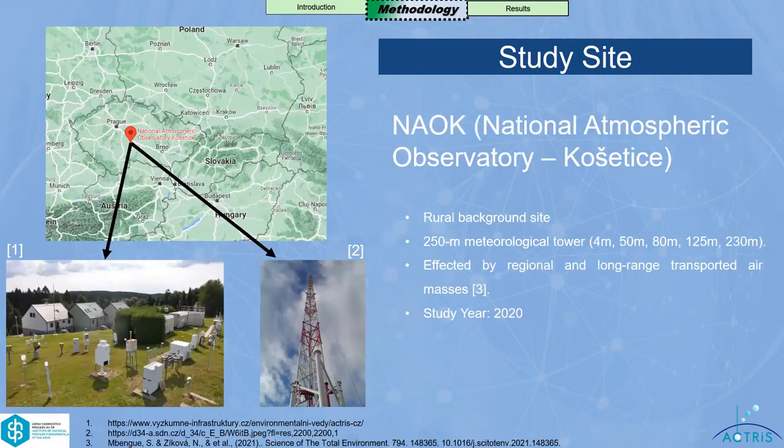The region of interest for our study is the National Atmospheric Observatory of Košice, because at this site we have all the background information to support our study. At the site, we also have a 250 meter tower, where we are measuring several atmospheric variables at several elevations. This site represents a rural background site because it is affected by regional as well as long-range transported air masses. And the study year was 2020.